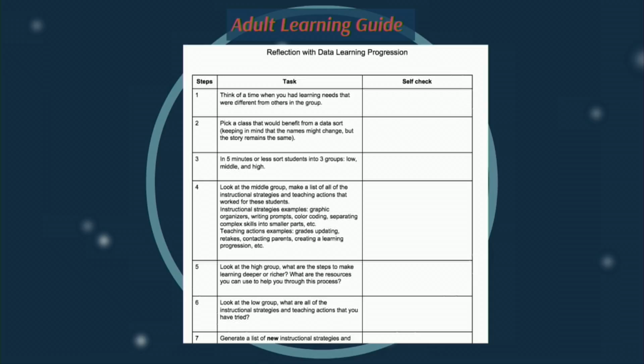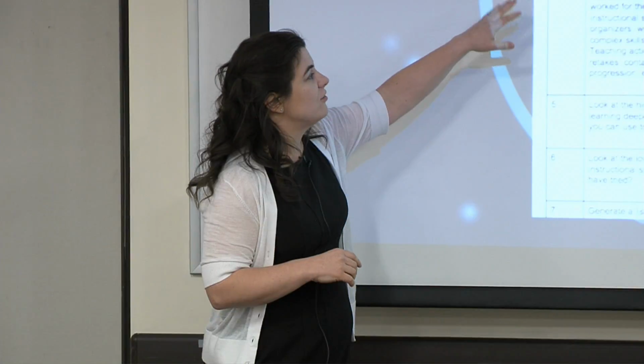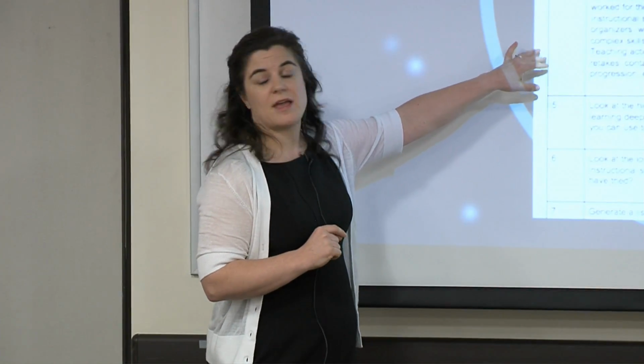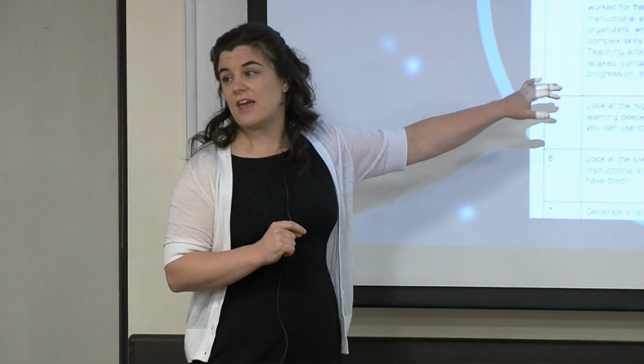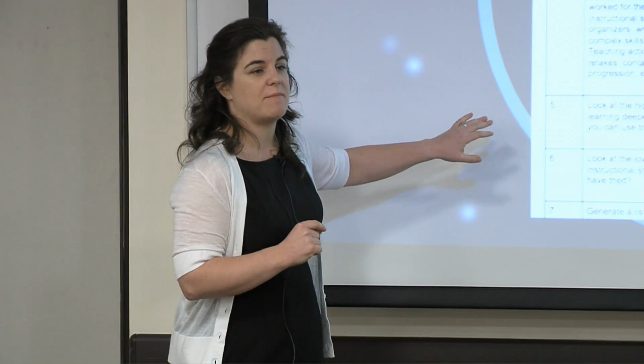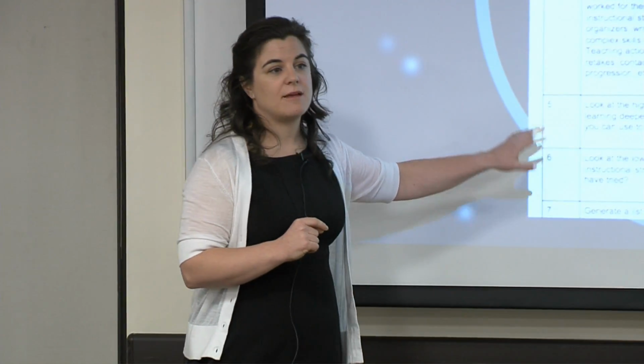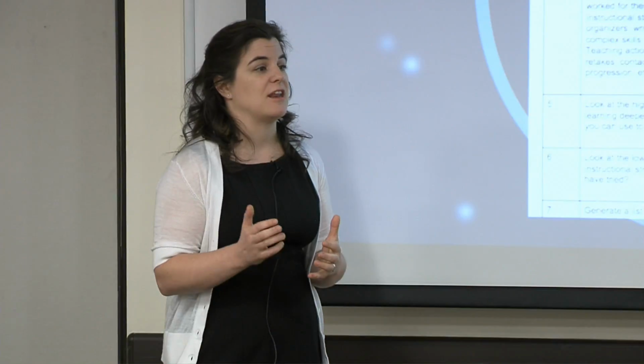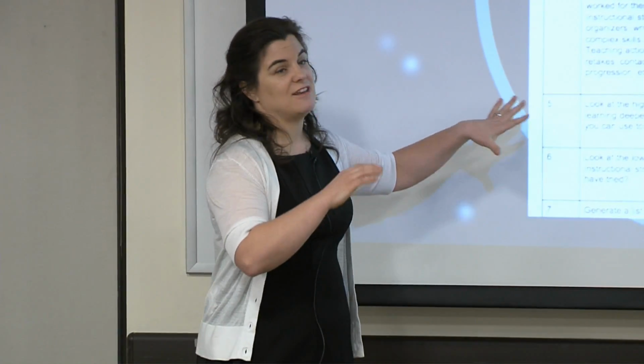Then pick a class that would benefit from a data sort, keeping in mind that the names might change, but the story remains the same. In 5 minutes or less, they sorted. Then they were able to make a list of what they've already tried. They grieved that list, because if you've called a parent 20 times, the 21st time is not going to be magical, right? And it caused them to actually work as a team to problem solve for students that needed help. And then once they were all done, I didn't post pictures here, but we had a board of ideas and things that they could do.